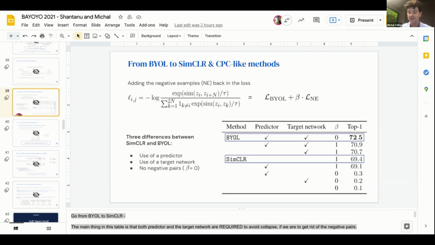We need to have both predictor and target network. There is, however, a way how we can replace this predictor, as Shantanu was saying, making it close to perfect. And instead of using actually a specific one, we could remove the target network and replace it with a predictor that has a higher learning rate than the rest of the network. Let's say 10 times higher learning rate.